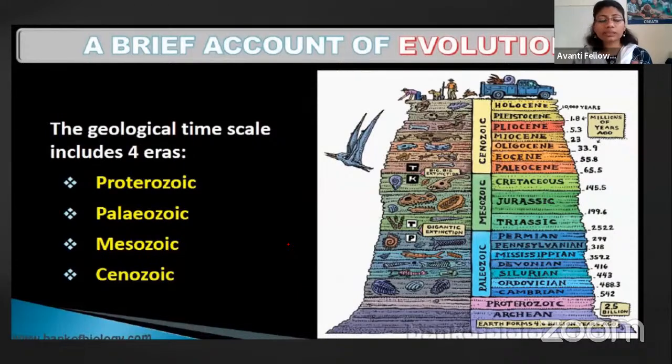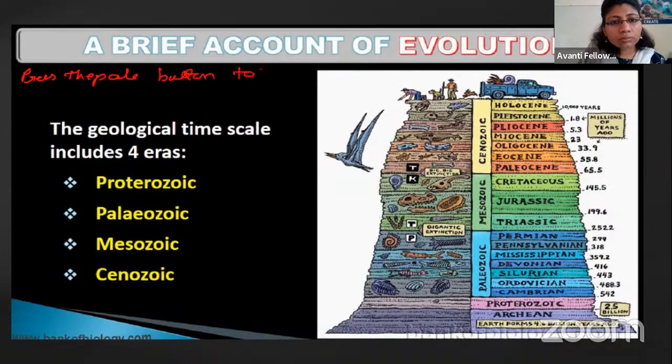Now we are moving towards the different eras of evolution. As you know, we have four eras: the Proterozoic era, the Paleozoic era, the Mesozoic era, and the Cenozoic era. To learn the sequence of these eras, we have a mnemonic. You can write the mnemonic: press the pale button to message the center.